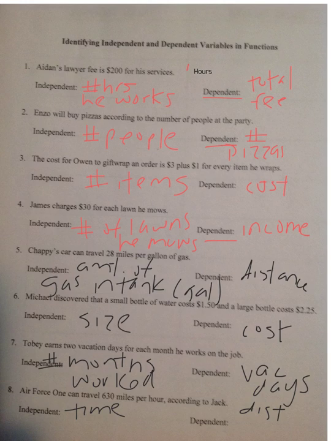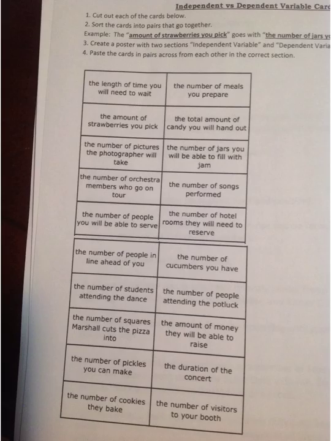So you might notice some patterns here where distance tends to be on the dependent. Cost also tends to be on the dependent. Money will tend to follow also on the dependent or the Y value. So what we're going to do is take a look at the next mark.